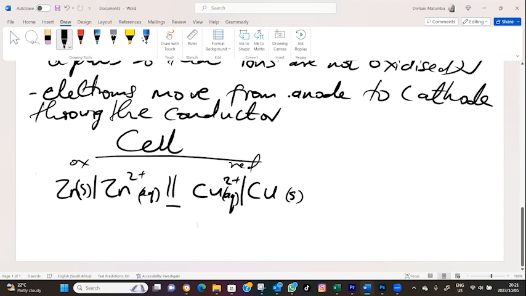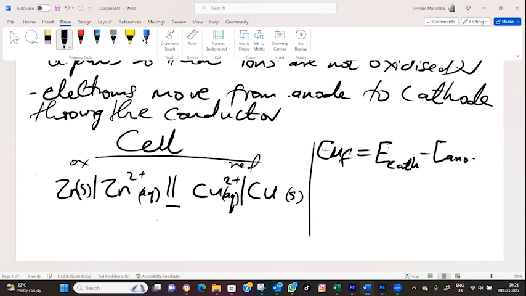Now, to calculate the EMF, we know that the EMF of the battery will be E at the cathode minus E at the anode. Where do we find these values? From the reduction table.